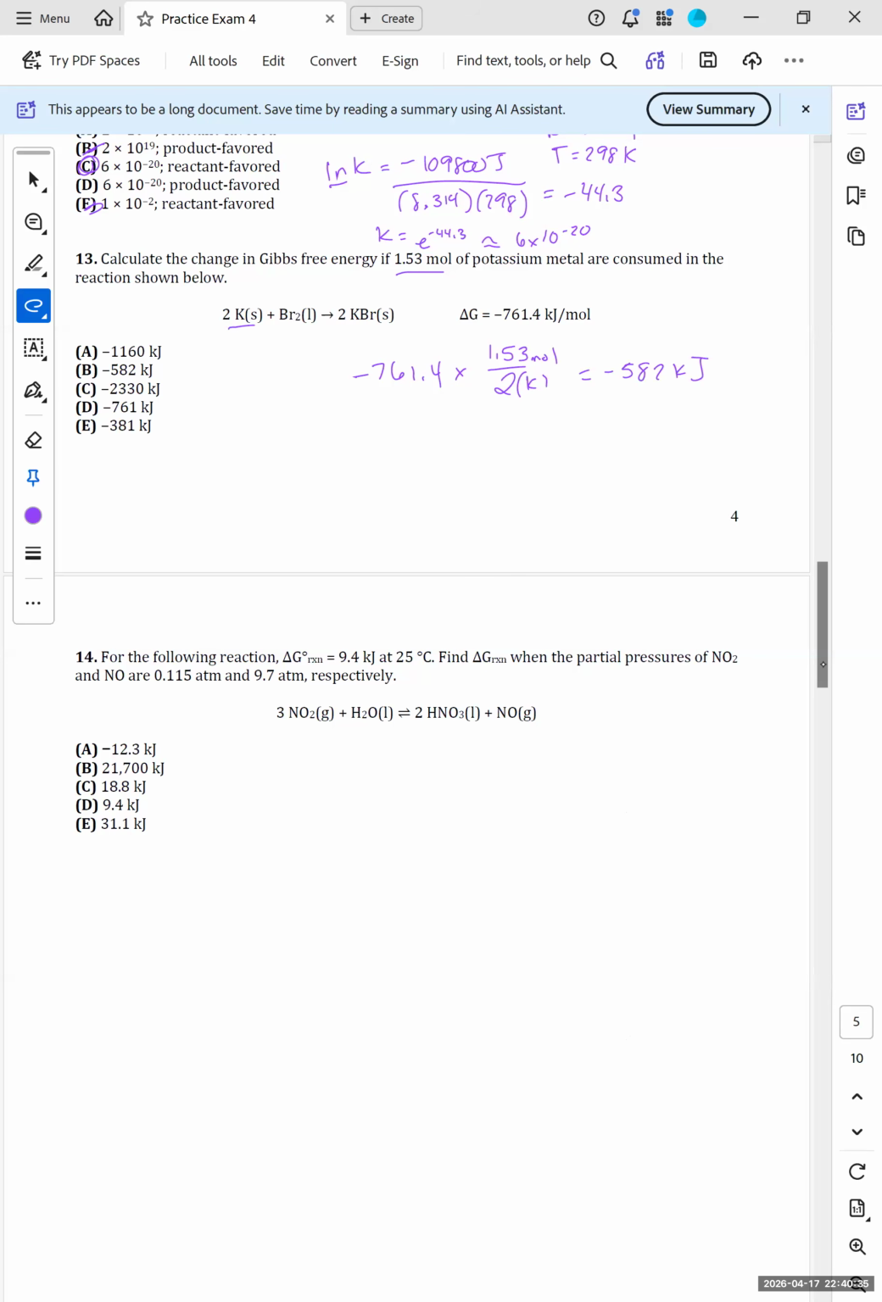So, the balanced equation shows that negative 761.4 kilojoules corresponds to 2 moles of potassium. So that's where we get our stoichiometry from. And since only 1.53 moles reacted, that's why I multiplied that over 2 and got the negative 582 kilojoules. So the answer here is B.